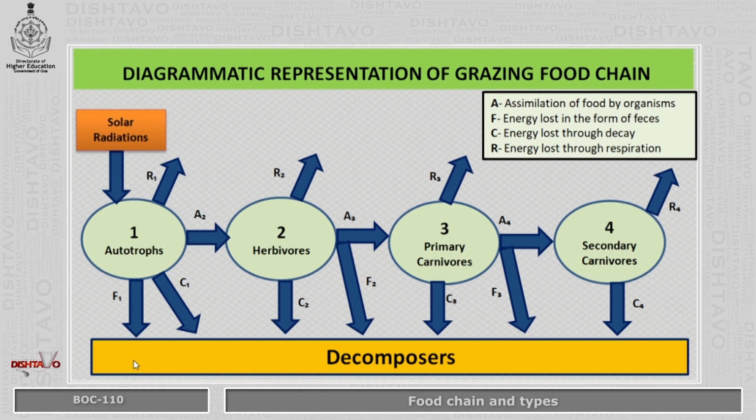Okay? And in turn, there are different terms such as A, assimilation of food by the organism, and energy lost in the form of feces. C represents the energy lost through decay. R represents energy lost through respiration. So this is A, this is R, this is C. These are the terms given here in this diagram.